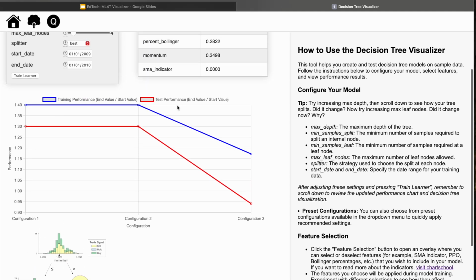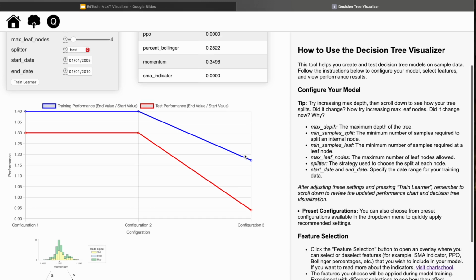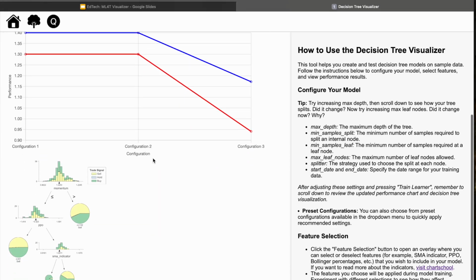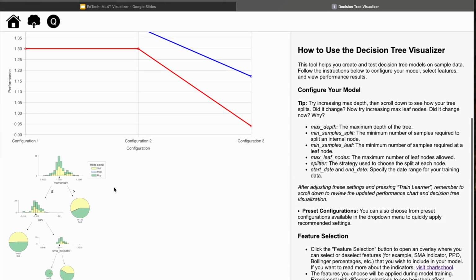And they would also look at the performance and say, hey, why did my performance actually go down when I increased max depth and I increased max leaf nodes? The goal here is that it's causing the user of the simulation to question why the thing that they expect is or isn't happening.